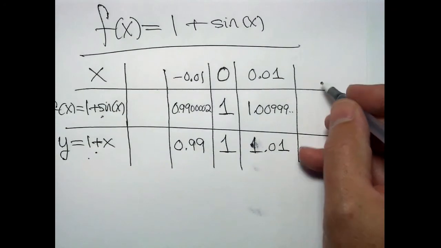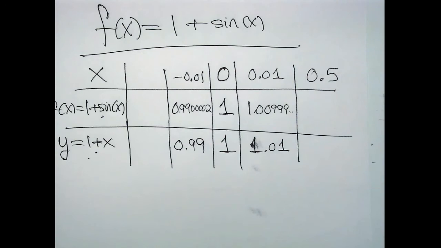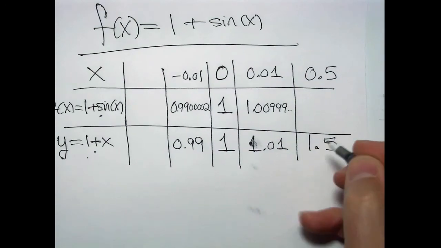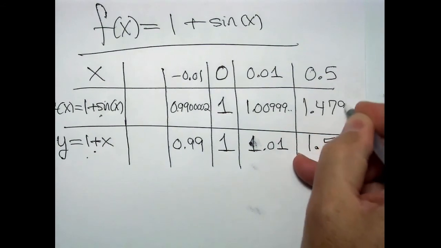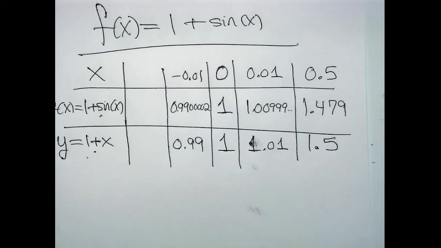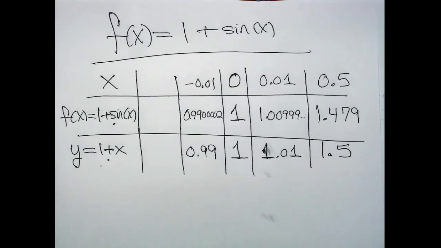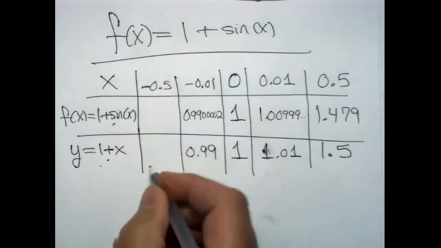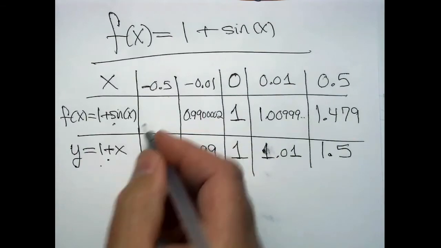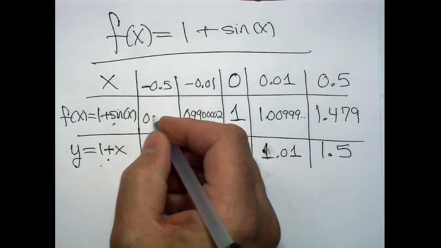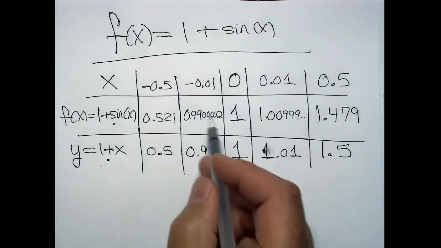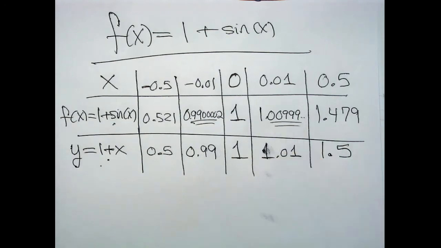But what happens when you stray a little further away? You go over here to 0.5. Well, we already know the answer to this, right? But what is 1 plus sine of 0.5 radians? We're starting to lose that accuracy. We're starting to drift away from this line. And we certainly expected that. Now, if we go back too far, now we know what this would be, right? That's 0.5. And what is this going to be if we were to plug that into the sine function? We get 0.521. So we've lost that incredible accuracy.